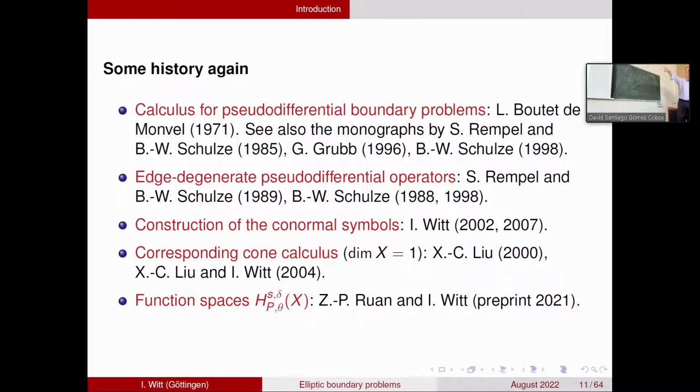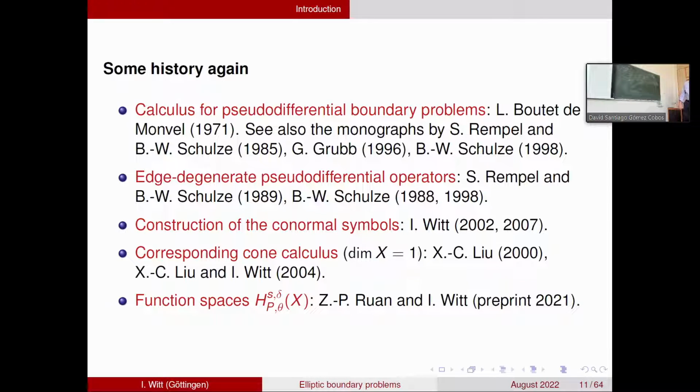Then the construction of conormal symbols was by myself. After that, with Leo, we could do the one-dimensional case, which is just here, dimension x1. That's the conormal operator, basically the idea which helped us to solve it. Last year, these function spaces were introduced. It was the last missing step. That was in a completely different context. Okay, we will come to that now.